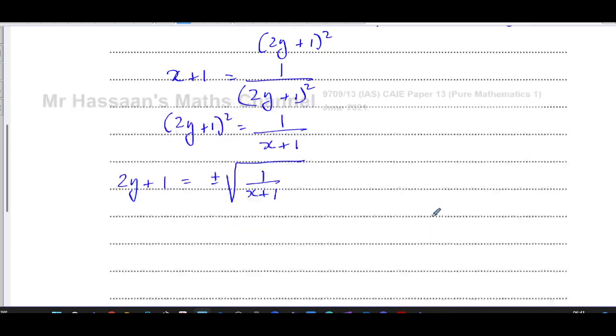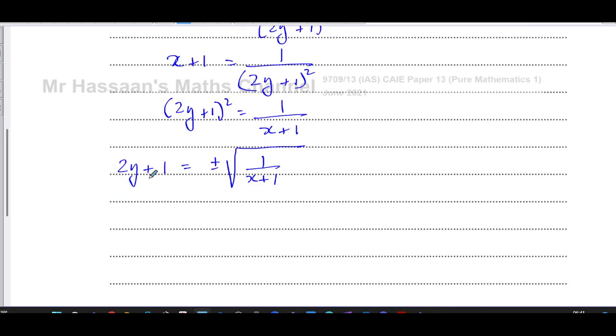But I want to verify that, okay? And I'm going to show you how to verify it. So first, let's make y the subject fully. So you have 2y equals, I'm going to subtract 1 from both sides. So minus 1 plus or minus the square root of 1 over x plus 1. And then divide both sides by 2.